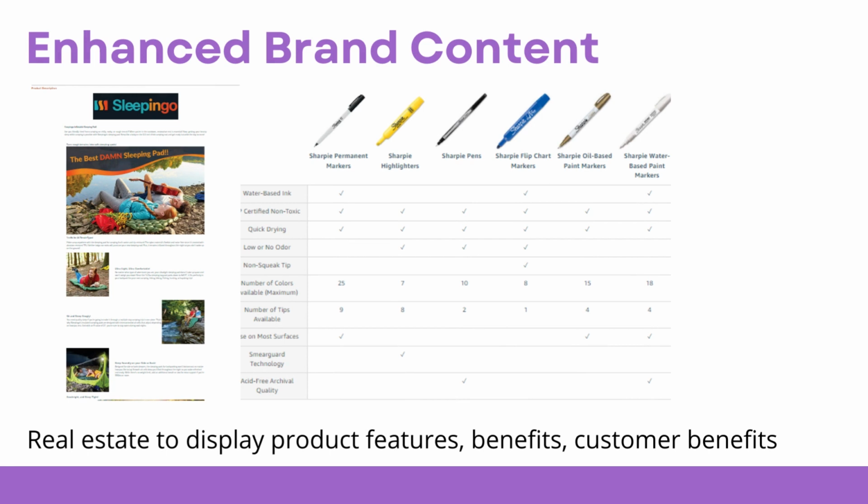And then you also have something called enhanced brand content. This is a great real estate, once again, to reiterate your product features, your product benefits, and your customer benefits. In addition to that, you can do a quick comparison and show how your products differ from each other. You can have a similar table and do a lot of permutations and combinations here. It's a great place to reiterate all the key features of your product.